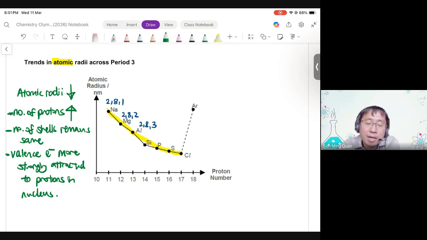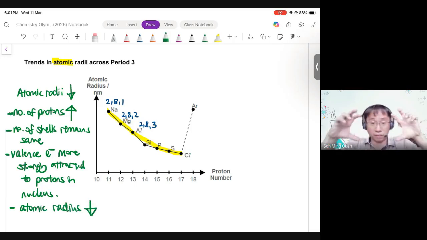Okay? Now, if the valence electrons are more strongly attracted, what do you expect the valence shell to do? If it's more strongly attracted, we said just now, right? More strongly attracted, it will go closer and closer, nearer and nearer. If it's not strongly attracted, it will be further away. Hence, the atomic radius should decrease because the valence shell compacts and is attracted inwards. Okay? So it's always about number of protons and how strongly attracted the valence electrons are to the protons in the nucleus.